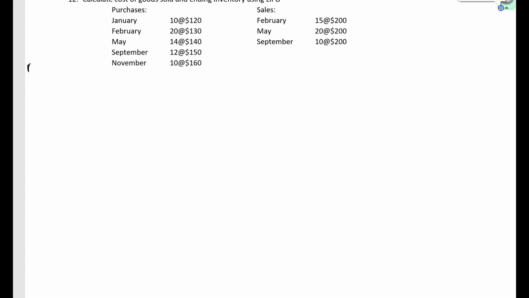Okay, we have our purchases, our cost of goods sold, and then ending inventory. Okay, let's start for LIFO with our purchases. 10 at 120, so that's what we have in ending inventory. We have 10 units at $120 each, and that's going to give us $1,200.